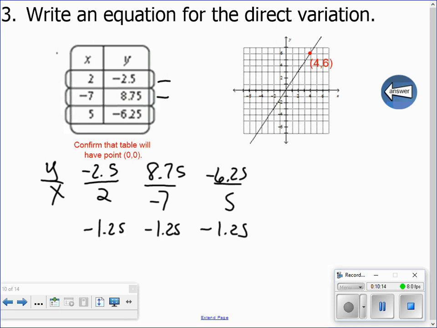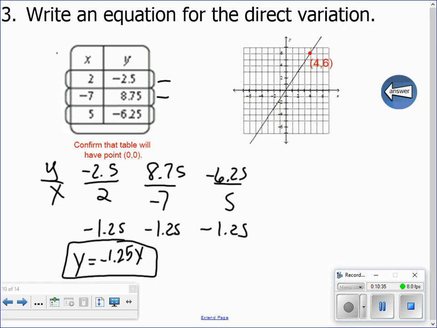You want to check the ratios of y over x for all the points that are in there. And once you've done that, the nice thing about this is that now you know k. K is that ratio of y over x. And so our equation here would be y equals 1.25 x, because we've already found our constant of proportionality here.